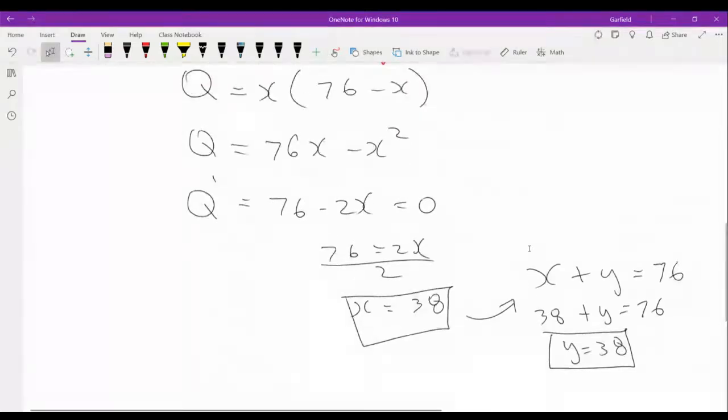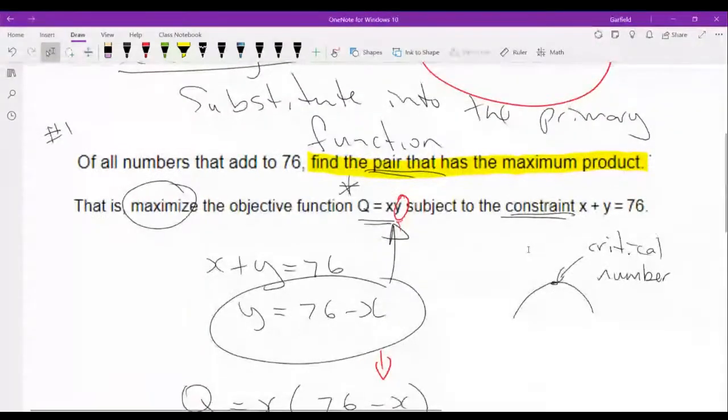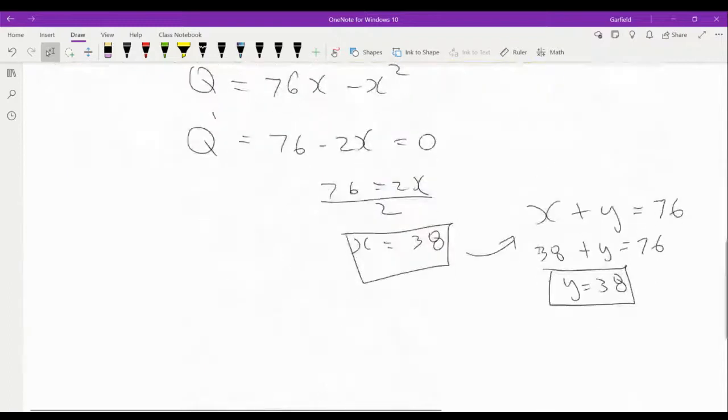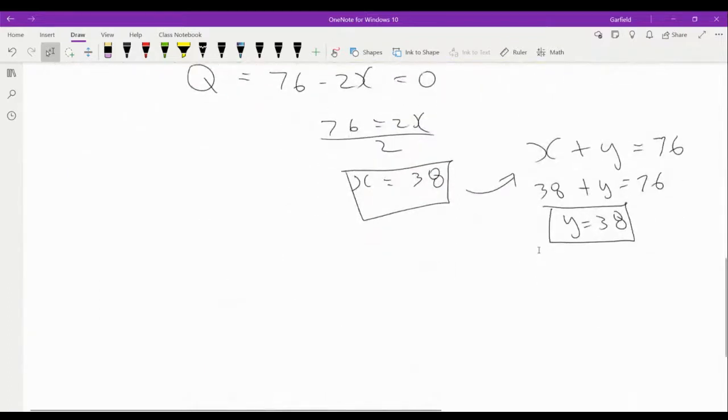Does that make sense to everyone? What are we looking for? Two numbers that add up to give us 76 and have a maximum product. Can we think of two numbers that, when we add them, will give us 76? Can we think of two numbers that do that?